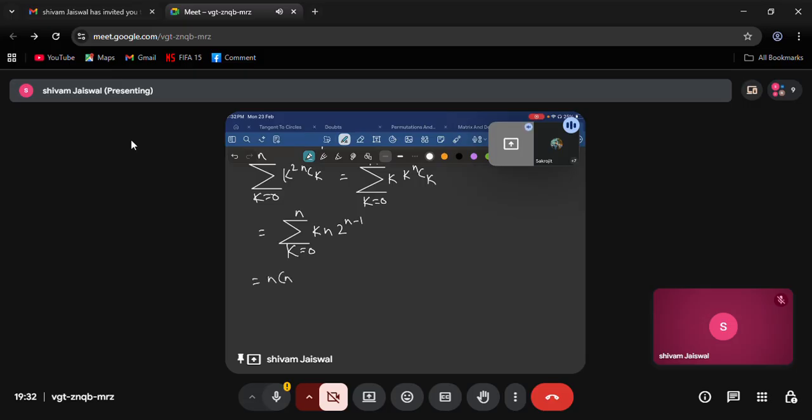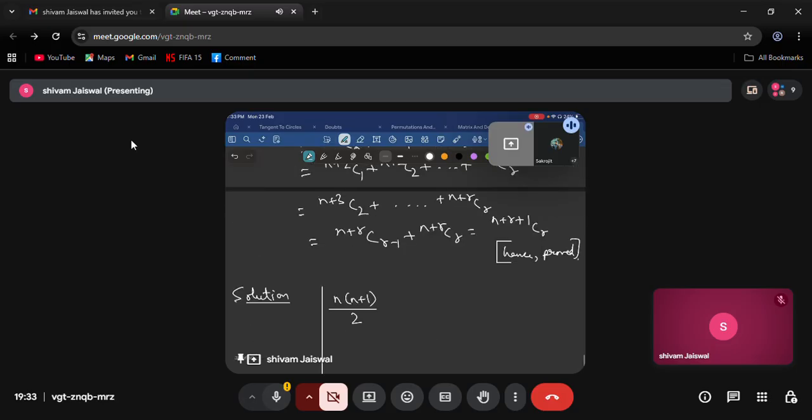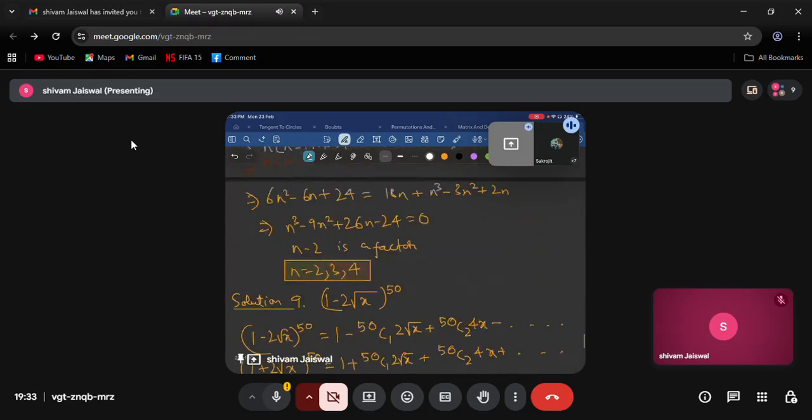This will be n into 2 to the power n minus 1, summation of k equal to 0 to n, and this will become summation of k. So finally, what are you getting? Yes, sir, n into n plus 1 into 2 to the power n minus 2. Wait a minute. This is n into n plus 1 by 2. Why is it multiplied with n into 2 to the power n minus 1? Wait. This one we have already done before, summation of k square into nCk.